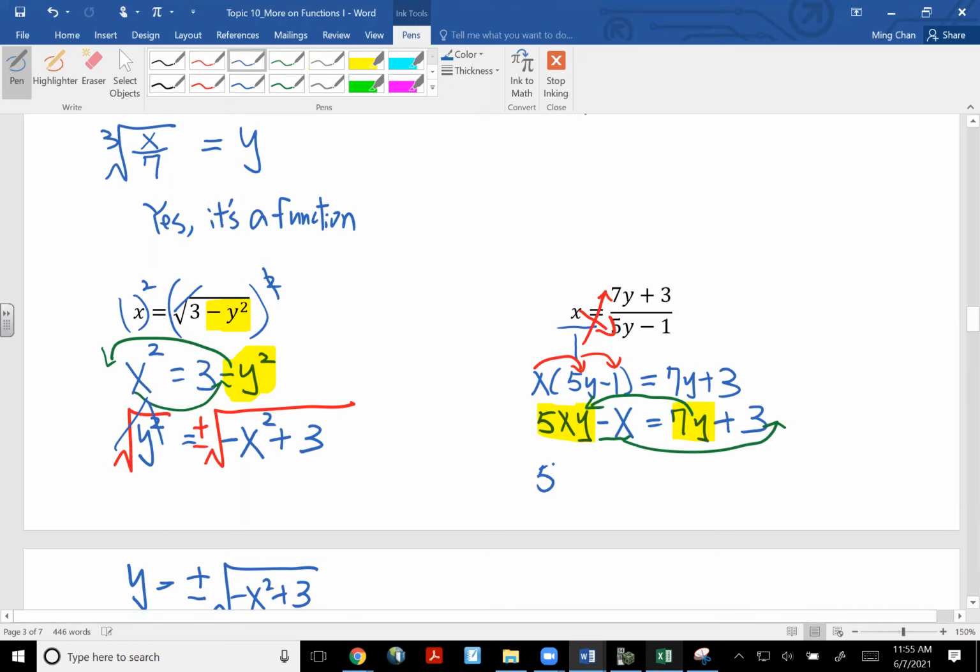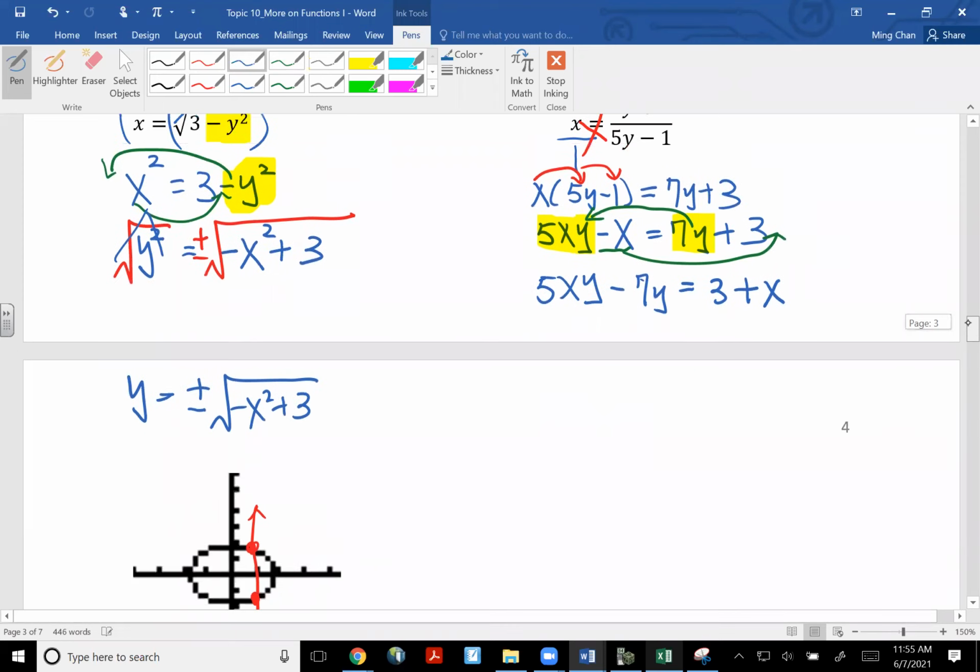So my 5xy is positive still. Positive 7y comes over and becomes negative, equals negative x comes over and becomes positive. So you can say 3 plus x or x plus 3, either way. So what do I do from here?